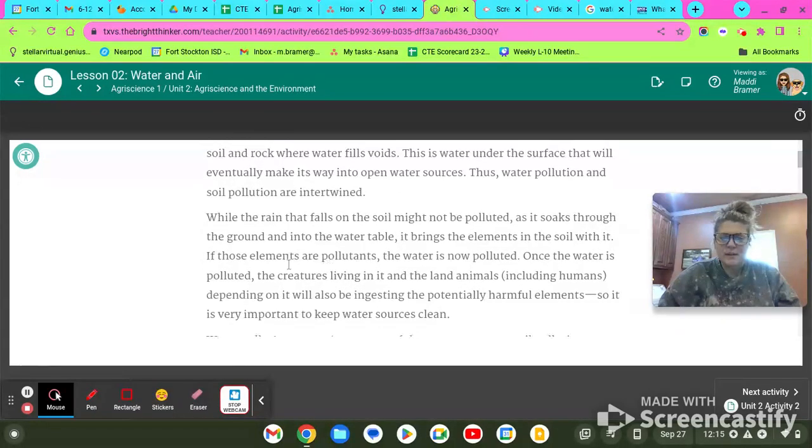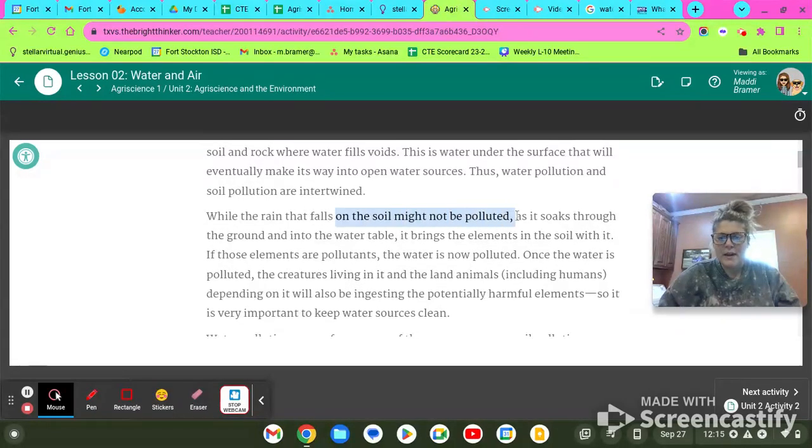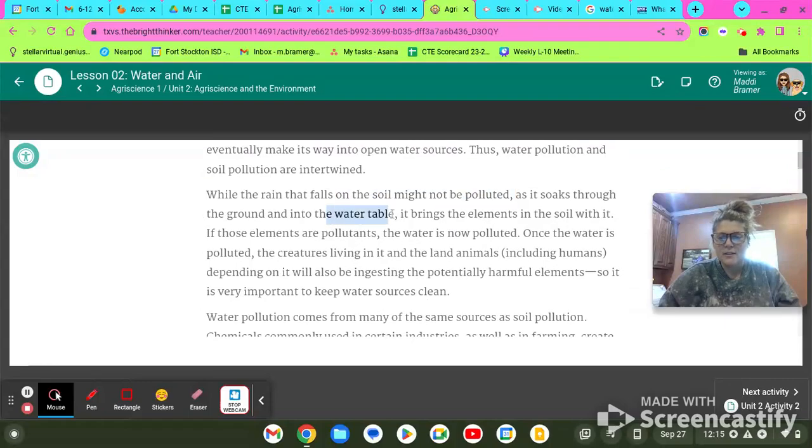It says, while the rain that falls on the soil might not be polluted, as it soaks through the ground into the water table that I just showed you, it brings elements through it. So it's going to grab those pollutants. Water is going to grab them and pull them through to that lower level. That's how those pollutants can get down there.